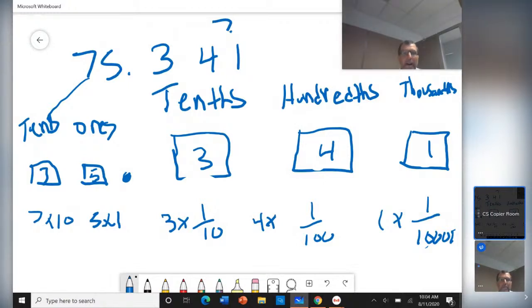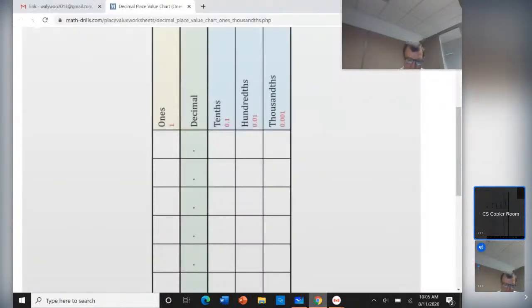For money sense, you guys, if you want to think about it one way, the tenth is like a dime. It's 1/10 of a dollar. And the hundredth would be a penny. That's 1/100th of a dollar. So this one would be 4 pennies. This would be 3 dimes. Okay. We'll do one more just so you get an idea. And just remember, you can always fill in the chart, and this only has the ones, and it goes to the thousandths. So we'll do one more together.